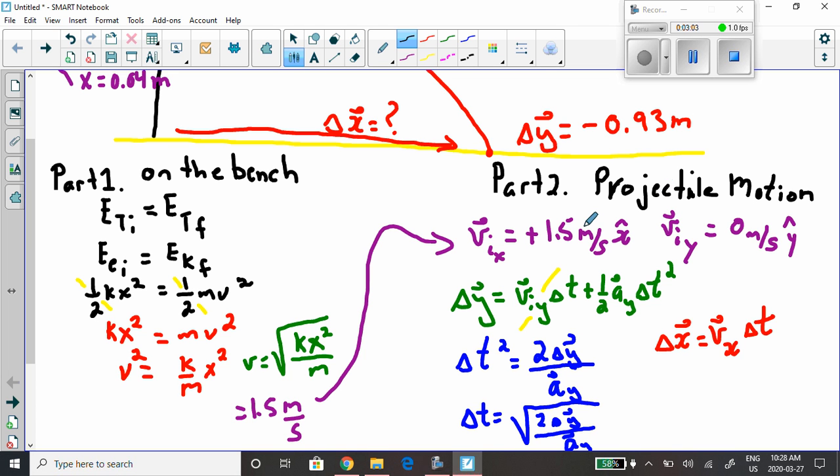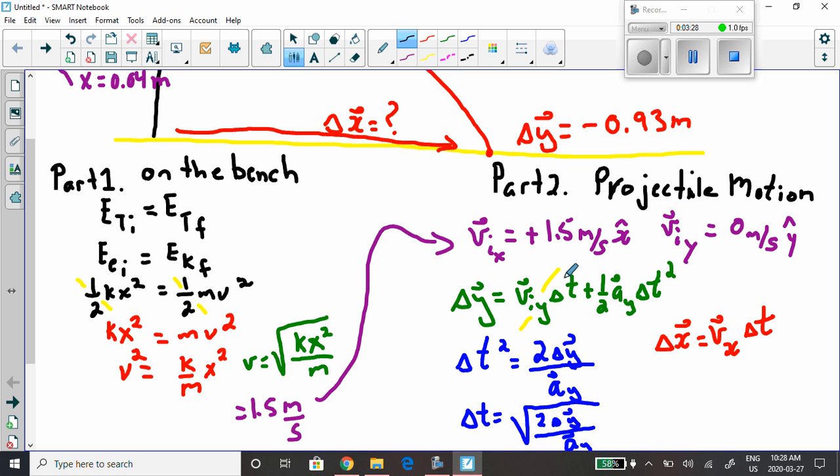All right. So that 1.5 meters per second speed turns into velocity initial x for the projectile motion, which is plus 1.5 meters per second, x hat. And since it's being shot out horizontally, the initial y velocity is 0. So this is the linking between part one and part two. The speed of part one becomes the initial velocity of part two.